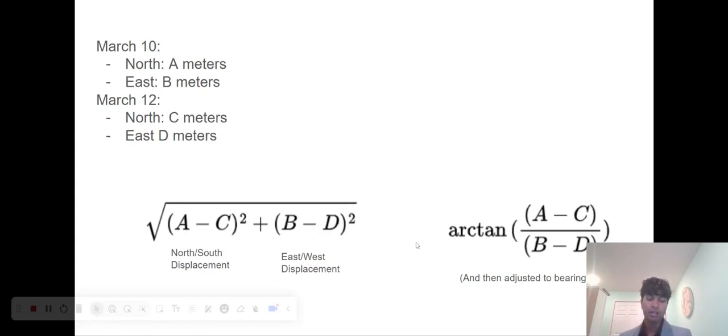In regards to the angle of the displacement, you can use the arctangent function to get the angle in coordinate form. So in this case, arctan of (A minus C) divided by (B minus D), the north-south displacement divided by the east-west displacement. Then we need to convert it into bearings for the software that we use.